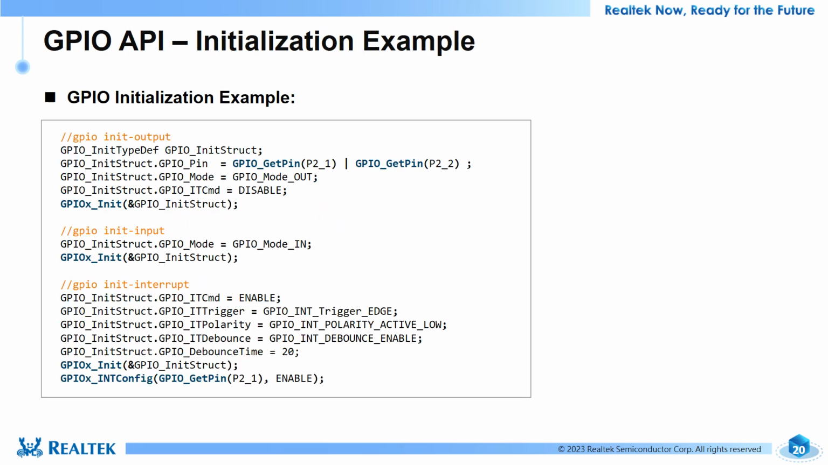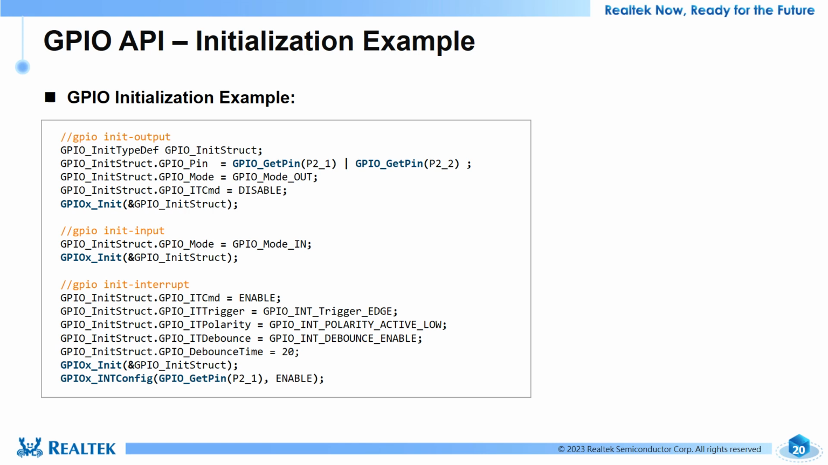Next, set the parameters of GPIO. GPIO mode is used to set the input and output mode. GPIO ITCMD is used to enable or disable the GPIO interrupt. GPIO IT trigger is used to set the interrupt trigger type. GPIO IT polarity is used to set the interrupt trigger polarity. GPIO IT debounce is used to enable or disable the debounce function. GPIO debounce time is used to set the debounce time.